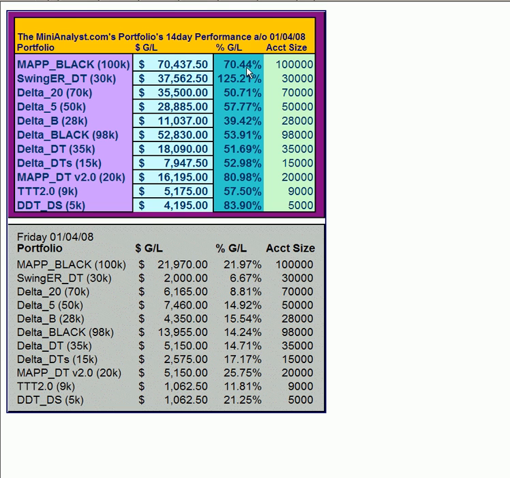And here's our 14-day total. Swinger DT tacked on another $2,000 Friday, performing in all markets as most of our portfolios do, up 125%. Obviously, our most aggressive portfolio. And of course, very impressive gains here. 80% for the MapDT version 2.0, and the DDT DS up 84% in 14 days, and Map Black up $70,000 in 14 days. So just very impressive gains.